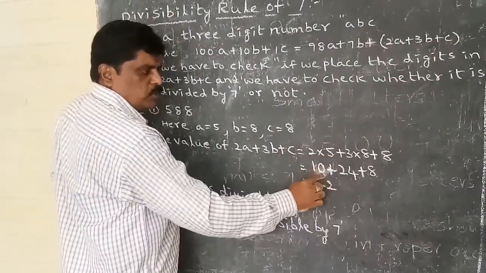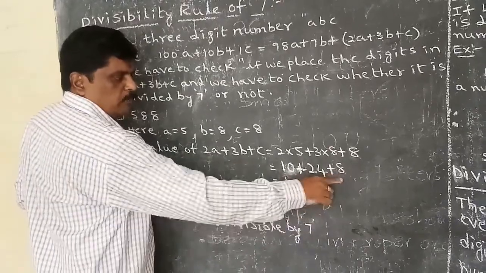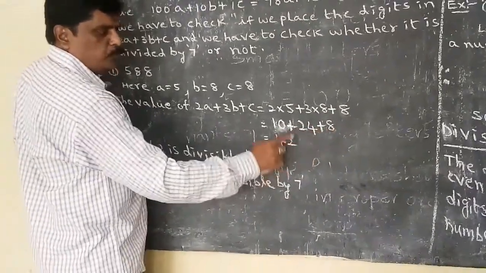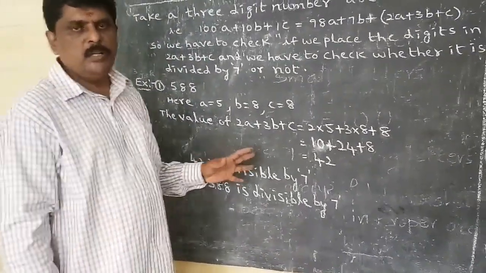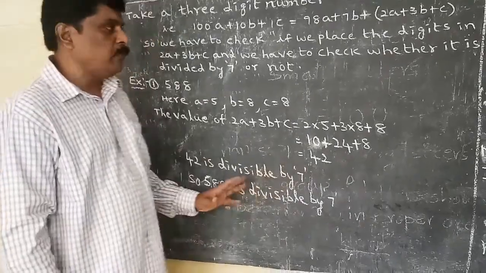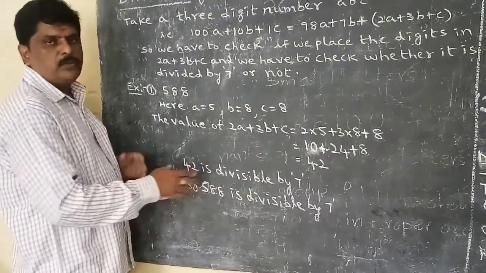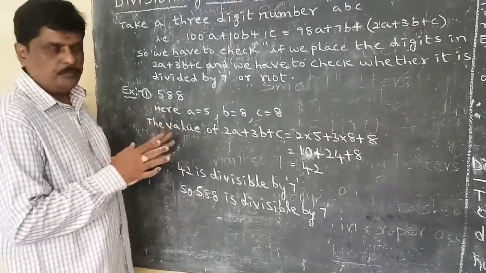2 into 5 is 10, plus 3 into 8 is 24, plus 8. What is the sum of these three numbers? 24 plus 10 is 34. 34 plus 8 is 42. 42 is divisible by 7, because 7 sixes are 42, so 42 is divisible by 7. So 588 is divisible by 7. I have to check the numbers like this. All of you understand or not?